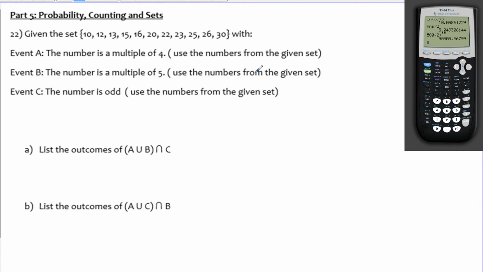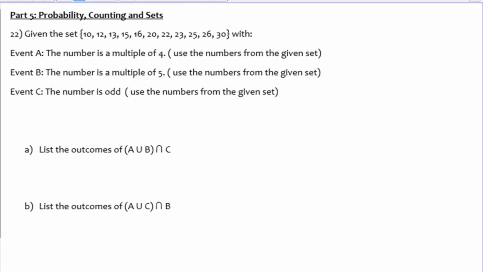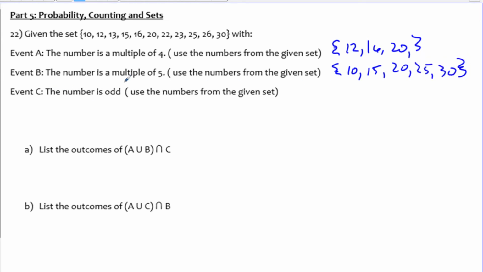So let's take this original set and let's just write off to the side here what our new ones are going to look like. Okay, so I'm going to say event A, if it's saying a multiple of 4, we'd say, well, that's 4 times 3, so 12. Okay, 16, 20, and that looks like it, right? No other multiples of 4. Okay, multiples of 5, okay, it would be 10, 15, 20, 25, and 30, okay? And C is odd numbers, so we're going to say 13, 15, 23, 25, and that would be it.